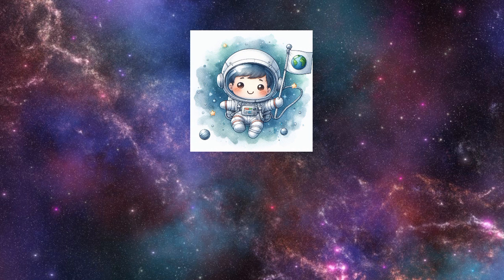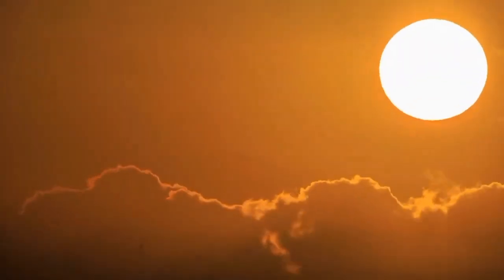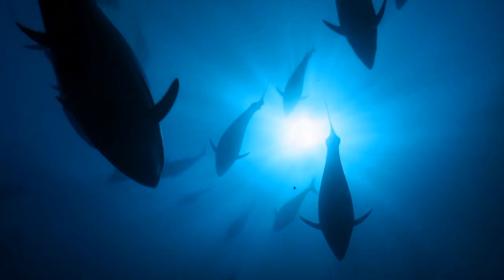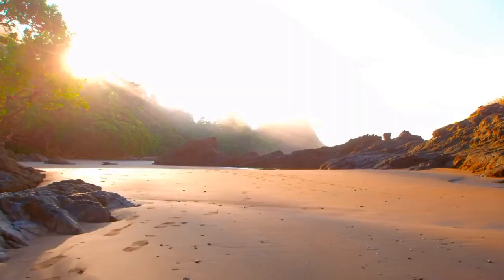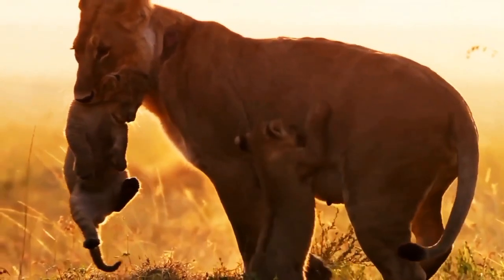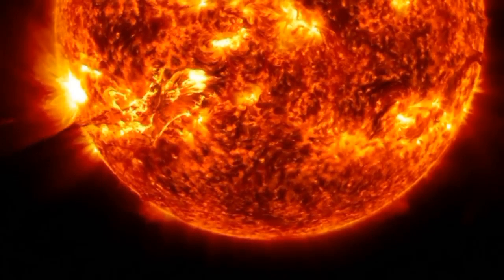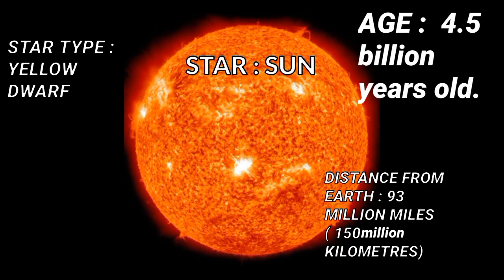So, let's begin. Sun. In this vast universe, there is no life, but the solar system is the only system in this galaxy that supports life. The plants depend on the sun for photosynthesis. Without the sun, there would be no vegetation. The sun is a large star, or you may call it a yellow dwarf. The age of our sun is about 4.5 billion years old. It is classified as a yellow dwarf star. Its distance from Earth is approximately 93 million miles, 150 million kilometers.